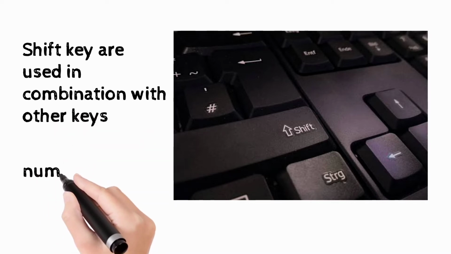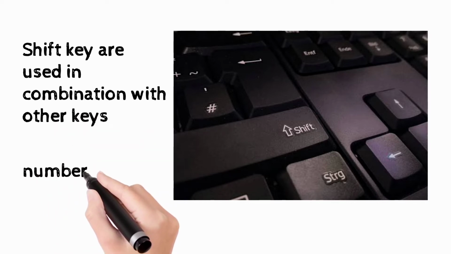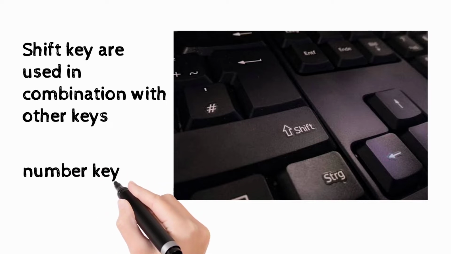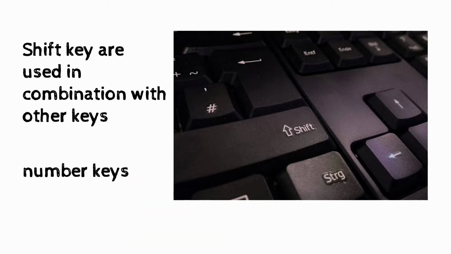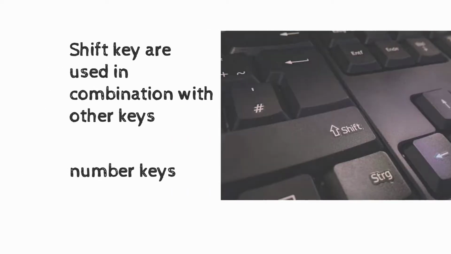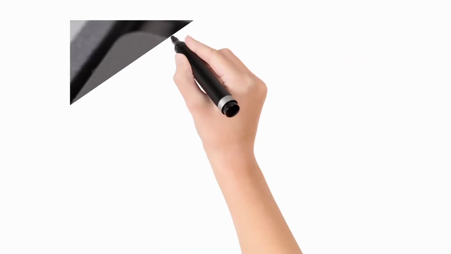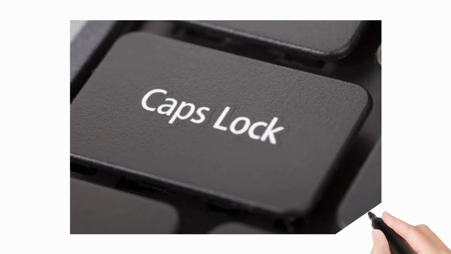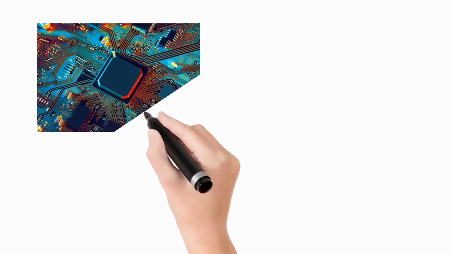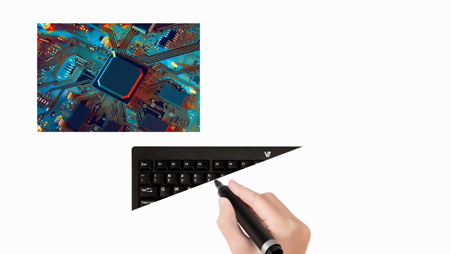For example, when a Shift key is used with number keys, you will get the symbol written above the number. You should use the Shift key when only one letter capital is needed. Use the caps lock key when an entire word is to be written in capital letters. In the next videos, we will learn about more keys of the keyboard.